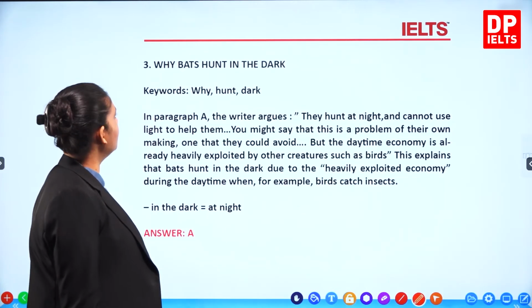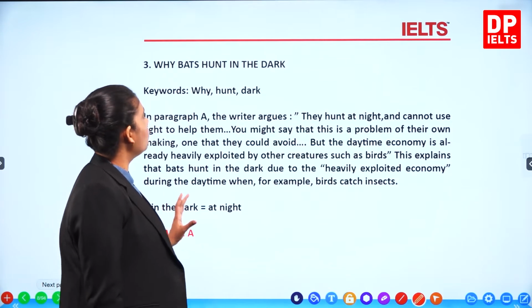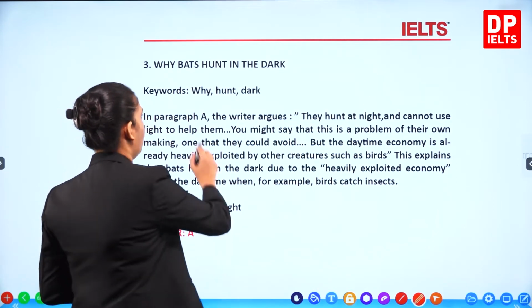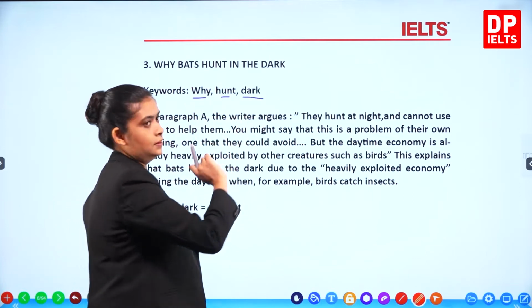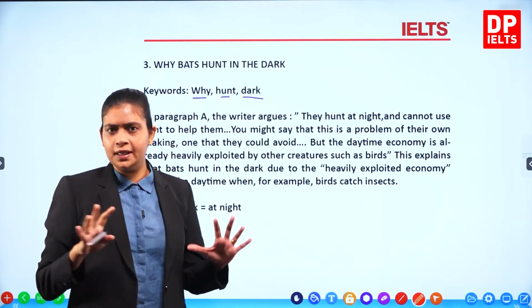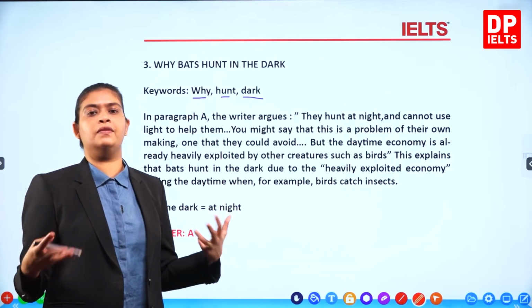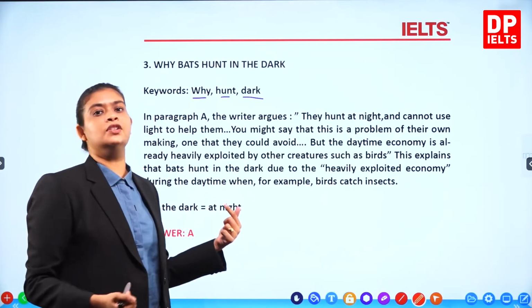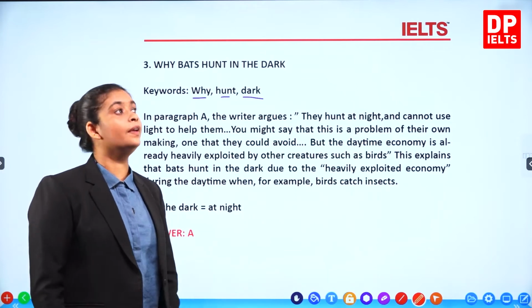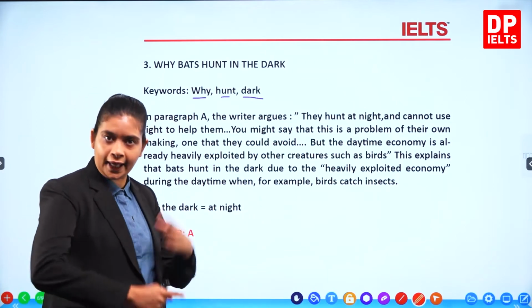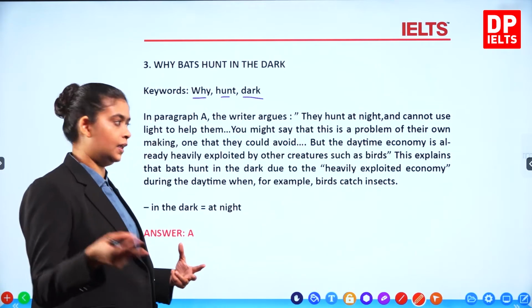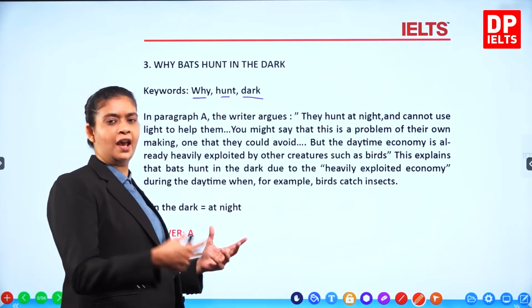Okay, so moving on to the third one, why bats hunt in the dark? Keywords, why hunt dark, right? So, please understand, now you should have everything in front of you, the paper especially, right? When I go here, go there and check. Don't just be looking at the screen like this and wait. Actively participate. Okay. So, this is the way that I can teach you because you should have both in front of you.